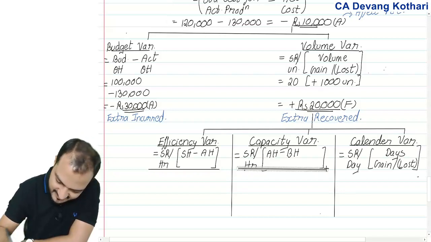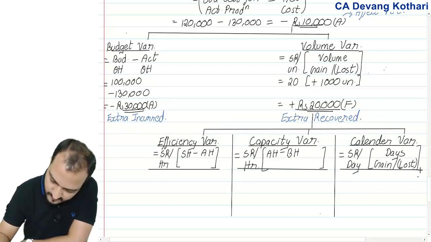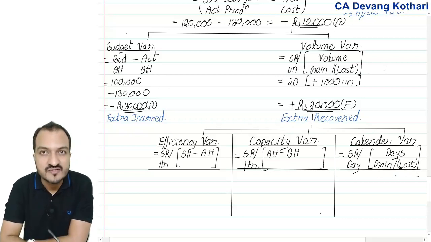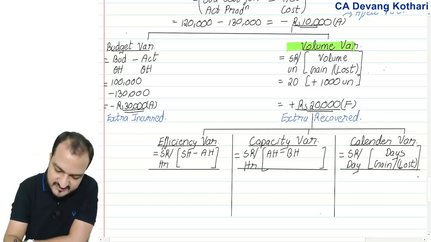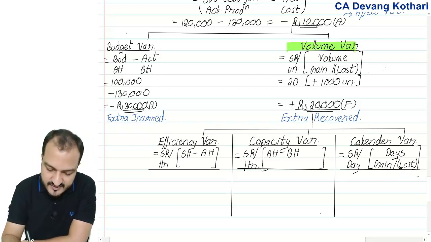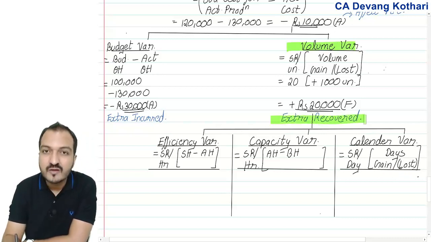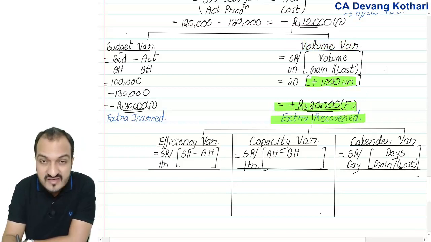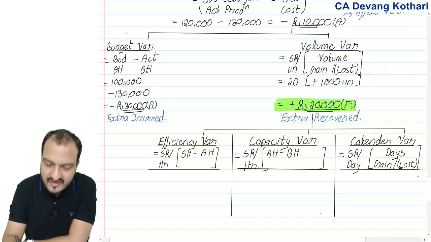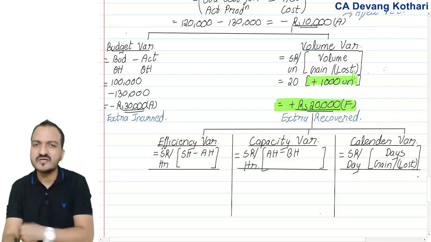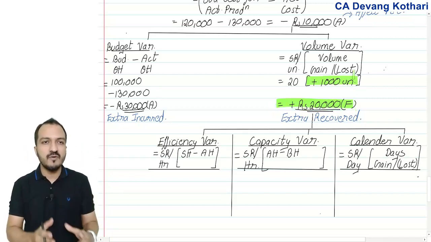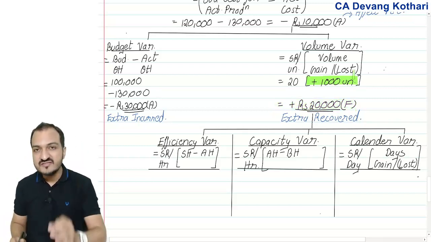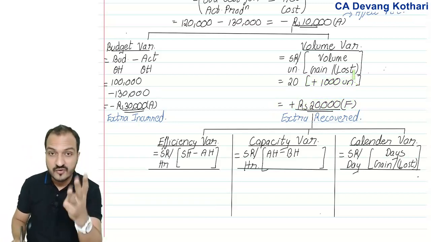Okay, so let us understand three components under the fixed overhead volume variance. Please understand that this volume variance indicates the extra recovery because of extra units. Extra units have given you extra money recovered from the customers, but why did you produce extra units? What could be the reason that you were able to produce extra units?